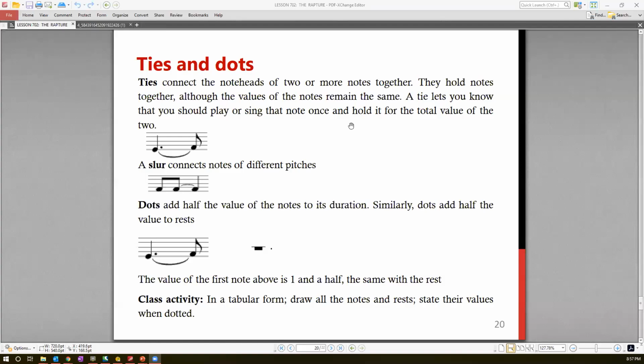Okay, so we're going to talk about ties and dots. Okay, I'm going to share my screen now. Sorry about the noise in the background. I never anticipated this would be a problem. Hope it's not, can we all hear me?